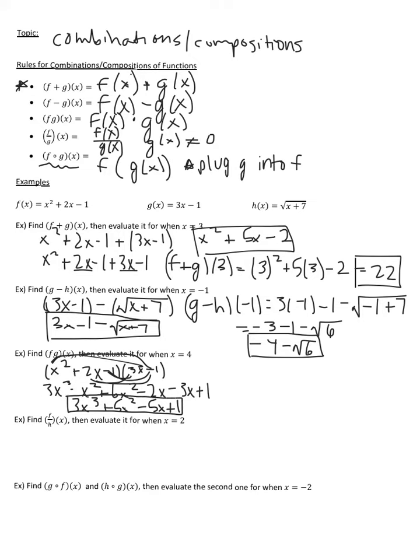So that's our function there. And then we can go ahead and evaluate it for when x equals 4. So f times g of 4 is going to be 3 times 4 cubed plus 5 times 4 squared minus 5 times 4 plus 1.